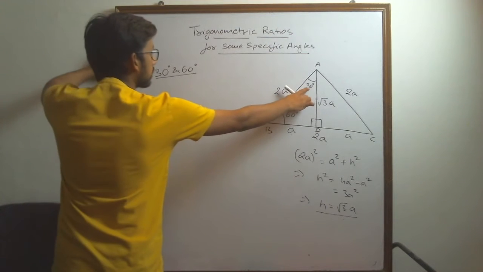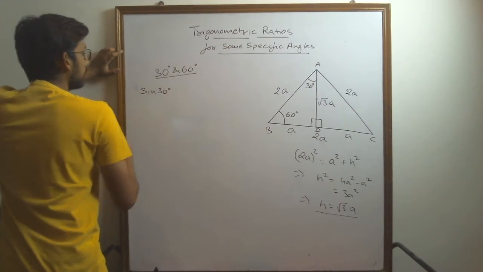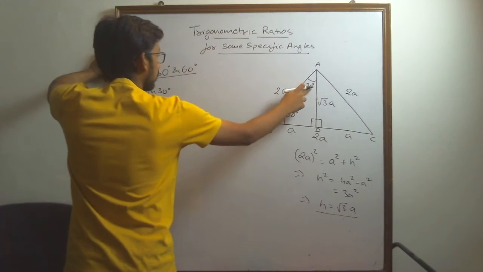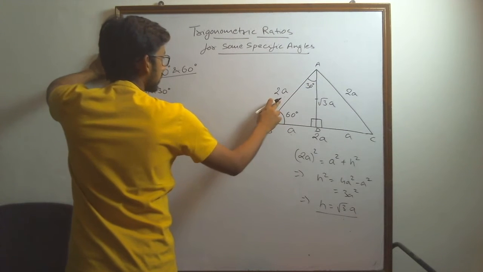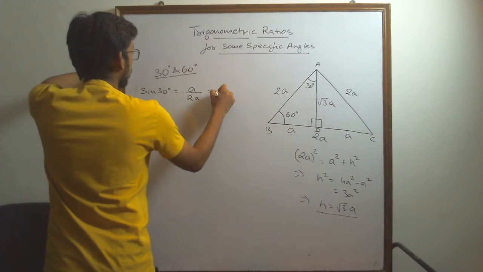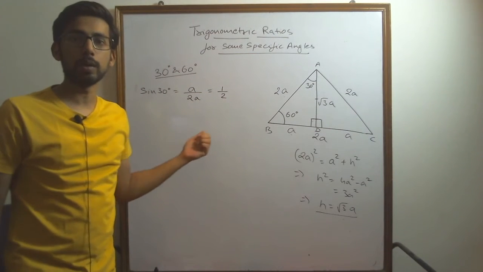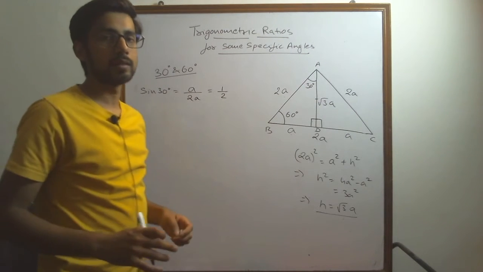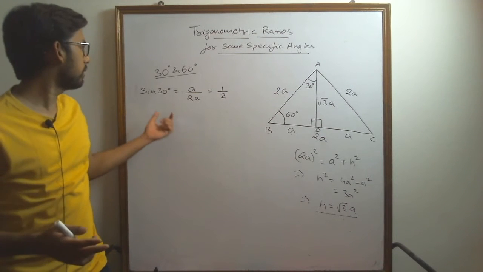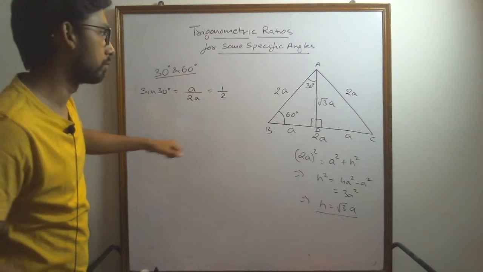Alright, let's look at them. So let's look at 30 degree first. Sine of 30 degree. Sine is defined to be opposite upon hypotenuse. So for 30 degree, this is opposite, this is hypotenuse. This is equal to A upon 2A, which is equal to 1 upon 2. So we get the value for sine 30 degree, which is 1 upon 2. Now this is same for all the triangles. Whenever we get the angle is 30 degree, sine 30 degree will be fixed, which is 1 upon 2.